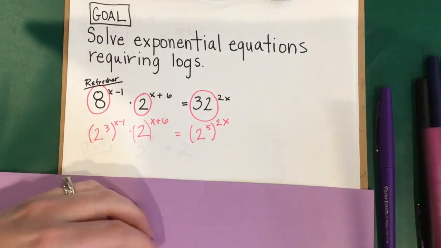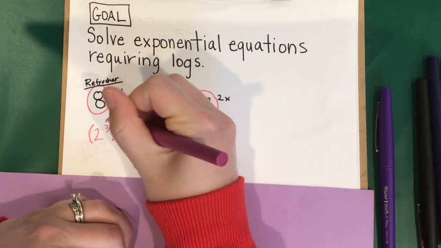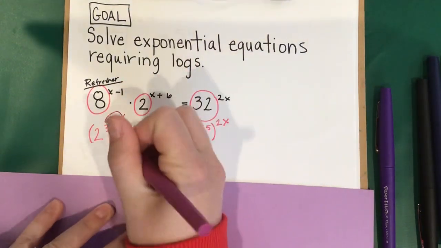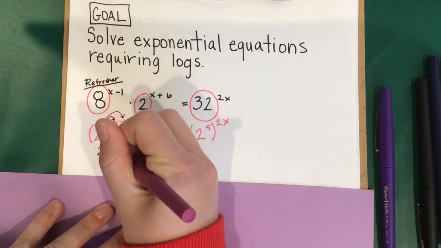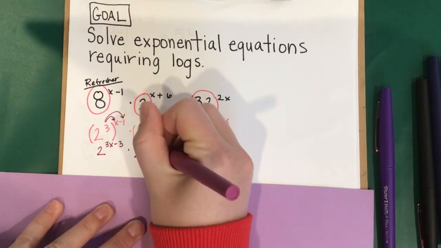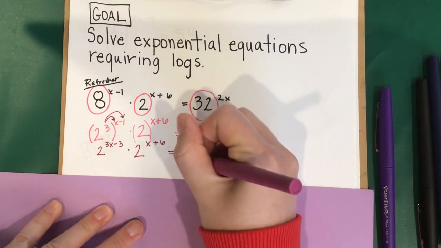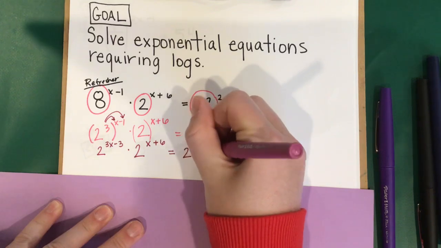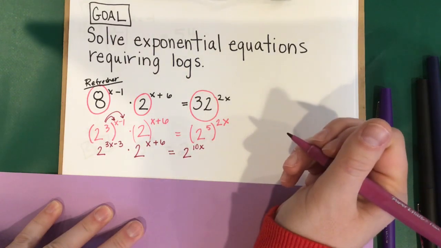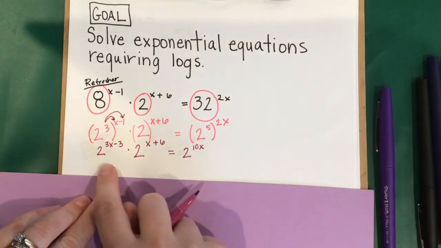Well, I need to apply my properties of exponents. And when I'm applying my properties of exponents, I know I'm going to distribute there. So I get 2 to the 3x minus 3, and 2 to the x plus 6, and then 2 to the 10x.